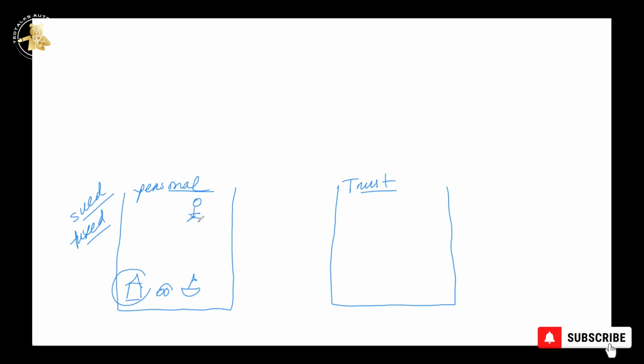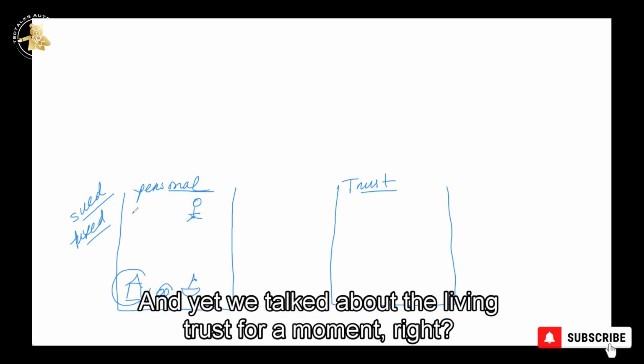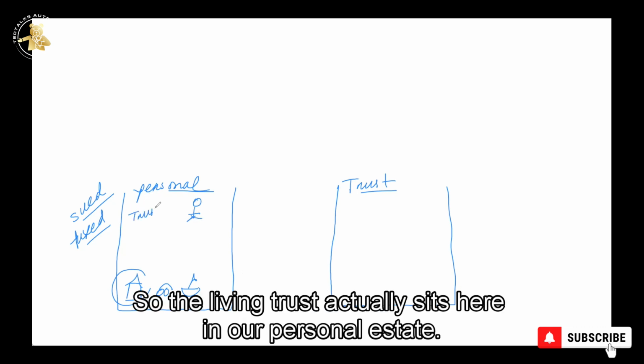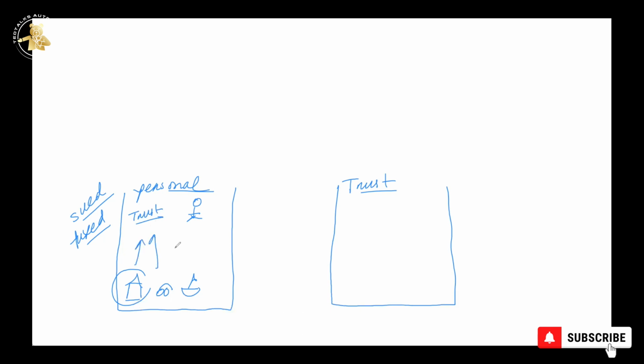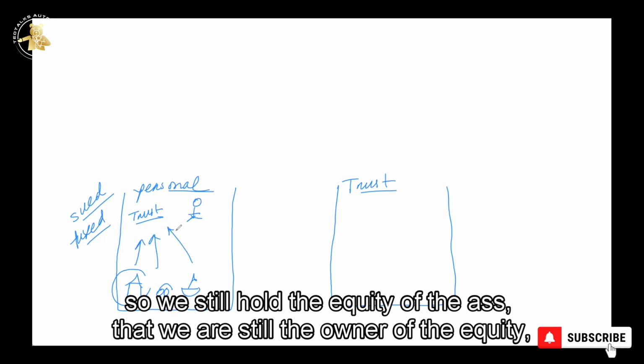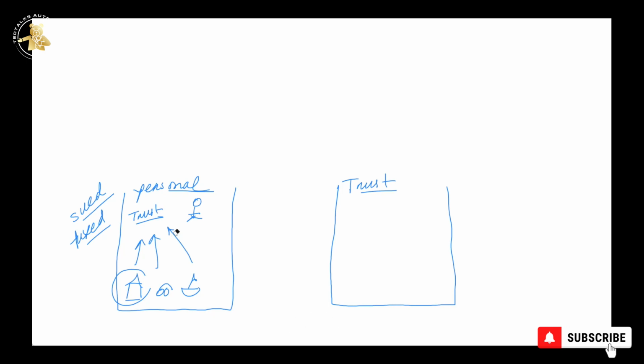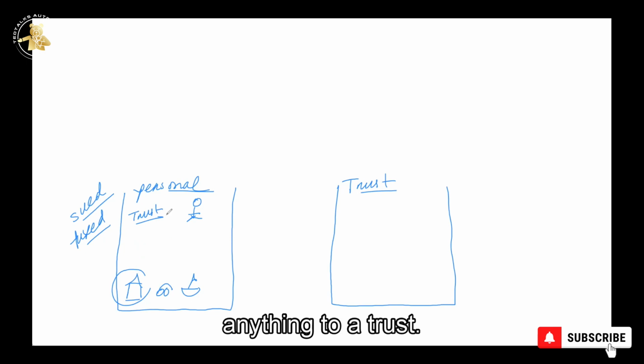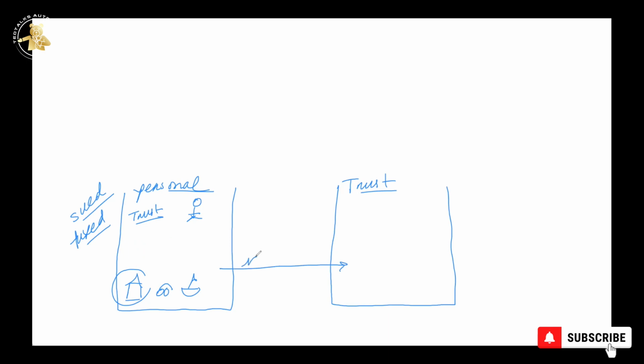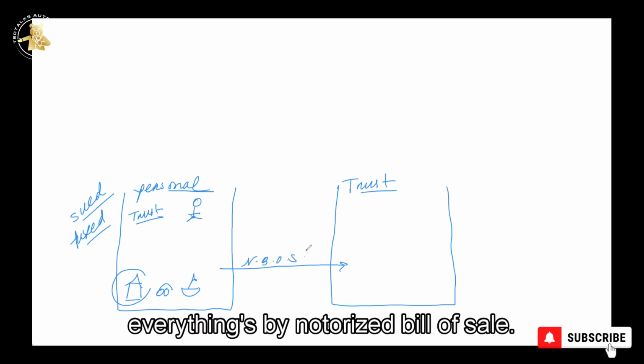This is you. And we talked about the living trust for a moment, right? So the living trust actually sits here in our personal estate. What do we do? We gift, we grant, right? So we still hold the equity of the asset. We are still the owner of the equity, so it can be taken from us, right? So we don't want to grant anything to a trust. We want to sell. Everything's by notarized bill of sale.